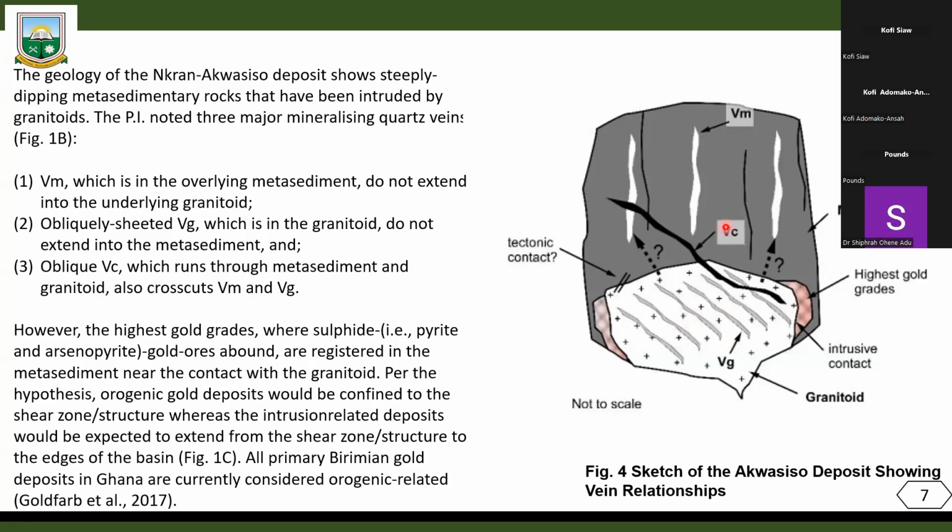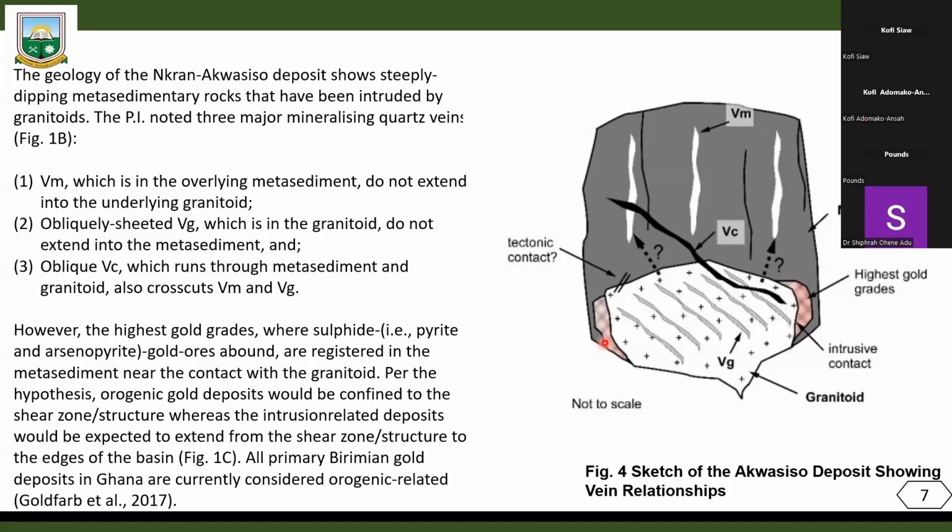Then also there's another important piece of information that we gathered from the company geologist, which is that the contact between the granitoids and the meta sediments, that is where the highest grade of gold is mined.